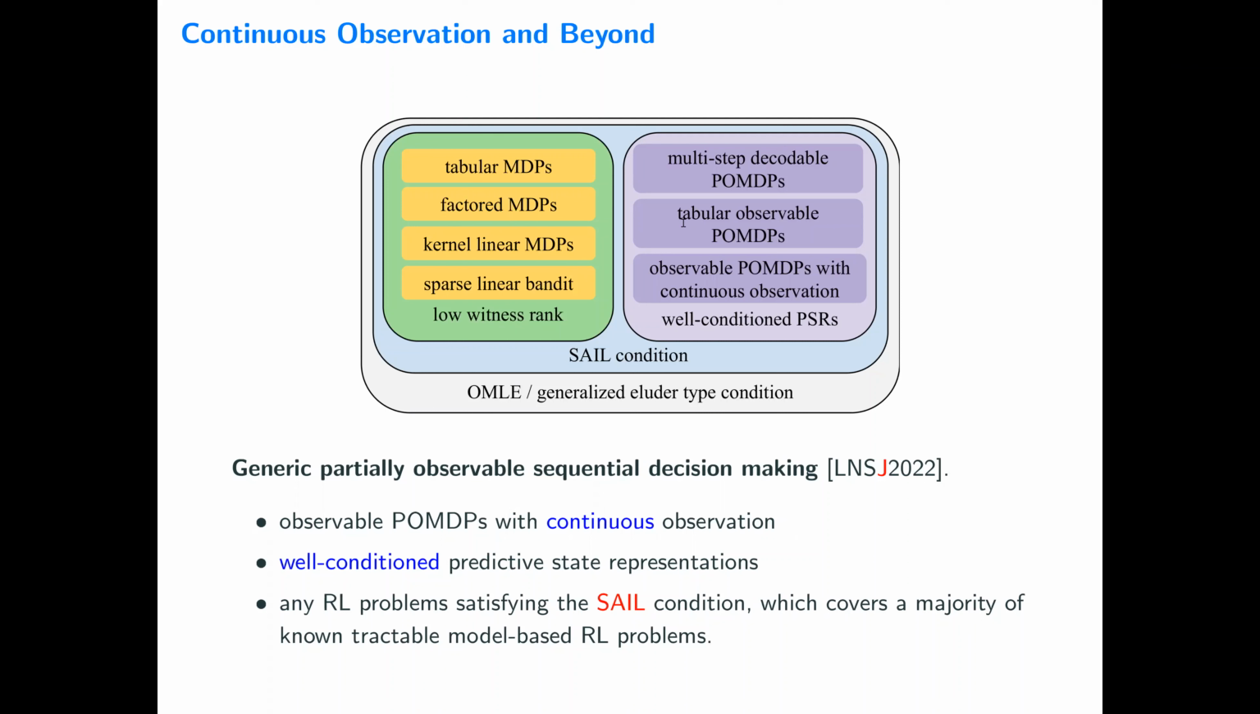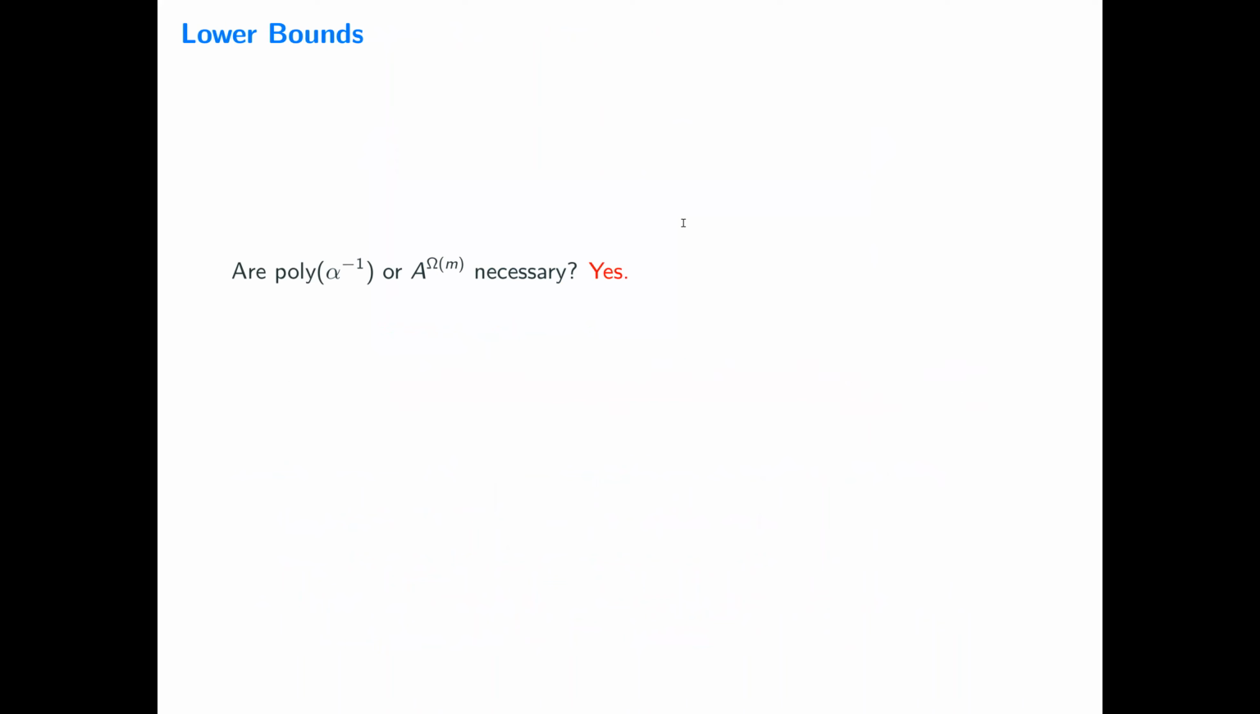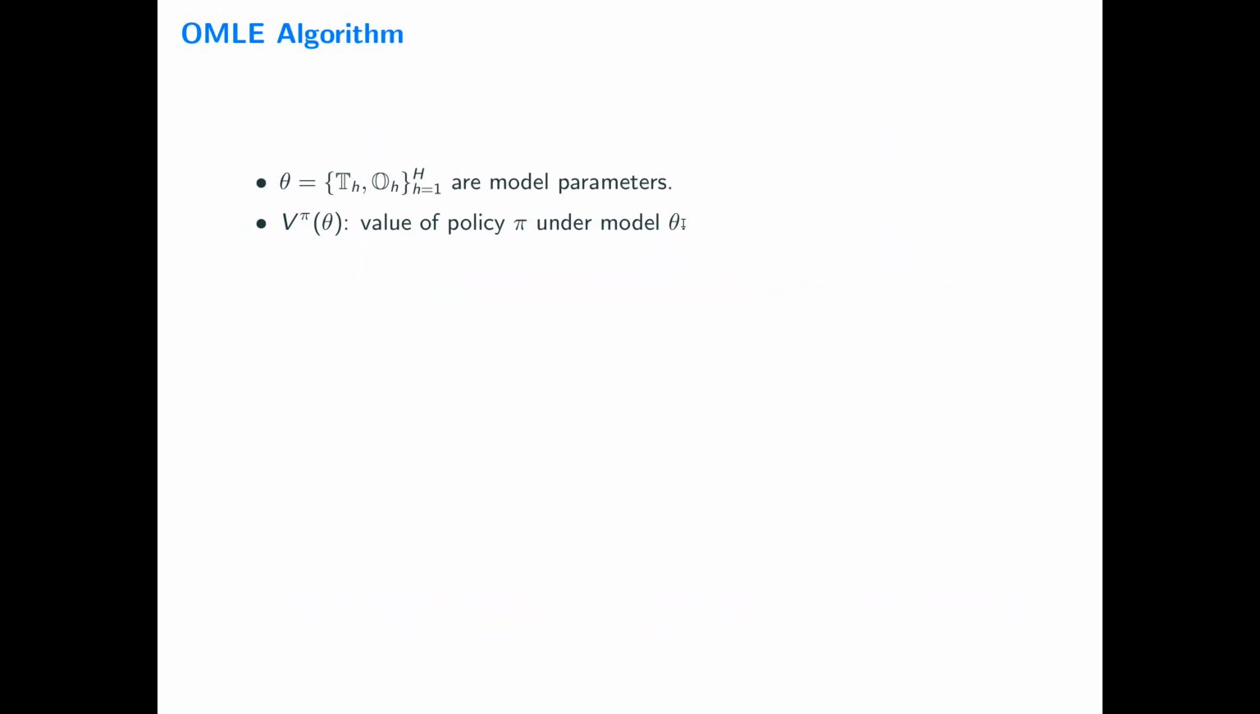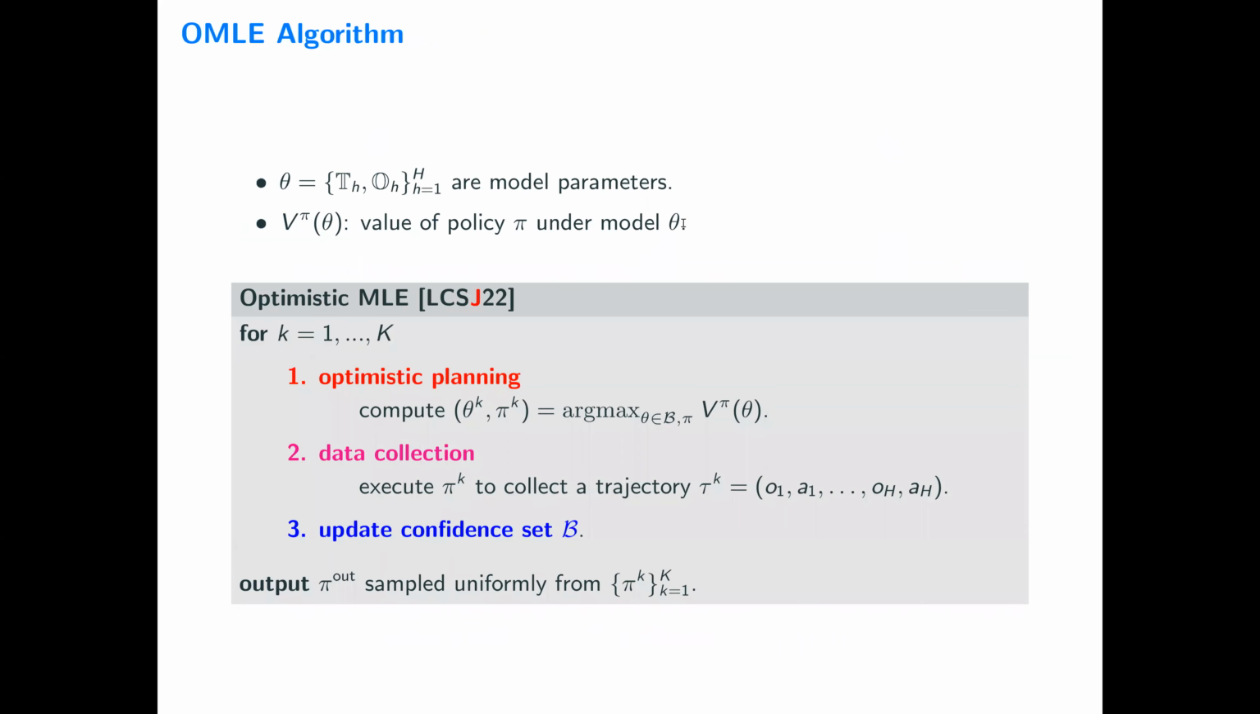Yes, I have a question. It's about your algorithm design. In the first step of your algorithm, you need to solve a max problem, right? A max over theta and max over pi. So this seems to be as hard as the original problem. So how do you efficiently compute this theta and pi?